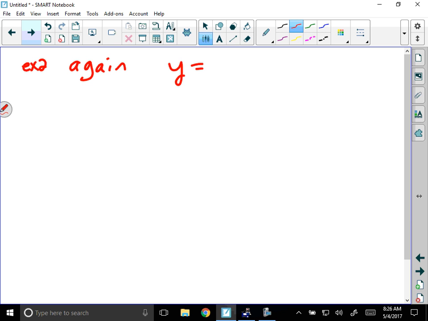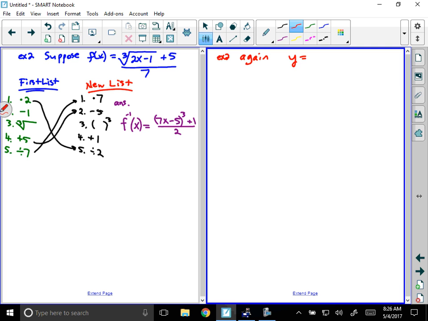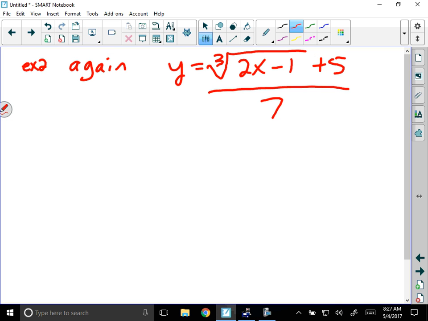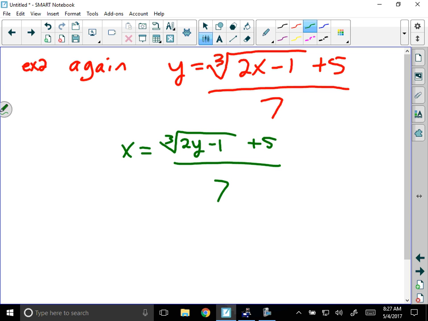y equals, what was it? The third root of 2x minus 1 plus 5 divided by 7. All right. So we're going to replace x with y and y with x. So that's going to look like this. x equals the third root of 2y minus 1 plus 5 divided by 7. So far, so good?